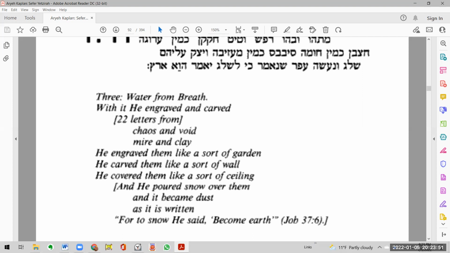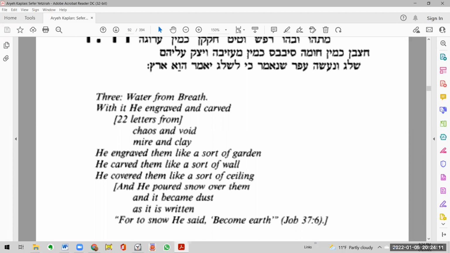And then it goes on to explain the various shapes of the letters. I don't think we need to bother too much with that now. Like a sort of a garden. In other words, those are straight letters. A column like a sort of a wall. Those are the round letters. A ceiling is letters with tops and perhaps with bottoms as well. But in any event, it's the various shapes of the letters, and we don't need to go into it too much.